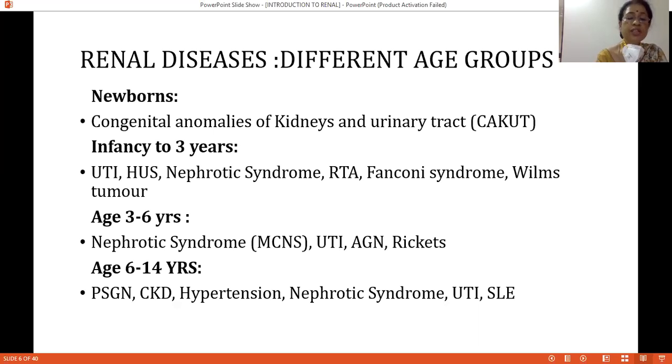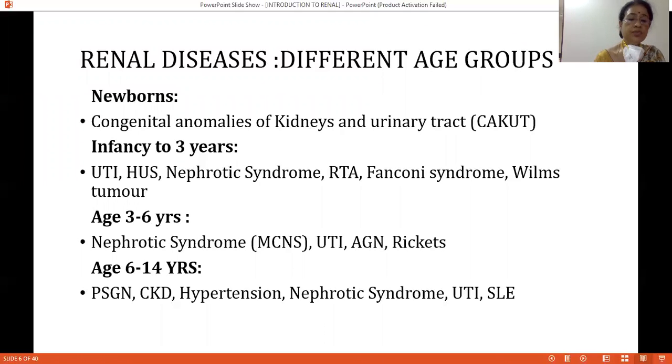When you take the class on HUS, you will know how diarrhea can cause HUS. Then nephrotic syndrome and RTA, renal tubular acidosis, Fanconi syndrome, Wilms tumor. These are the common diseases of the kidney during this period. Then at 3 to 6 years, the most common is minimal change nephrotic syndrome, then UTI, then post-streptococcal glomerulonephritis, and you may get rickets also if there is chronic kidney disease. So the patient may present with rickets.